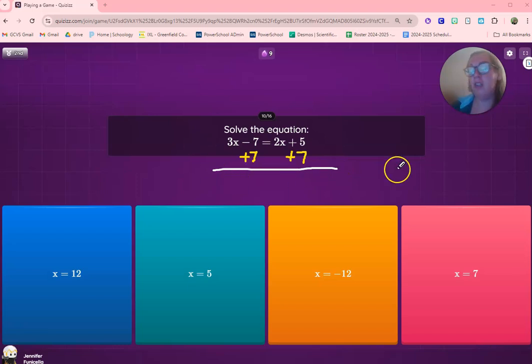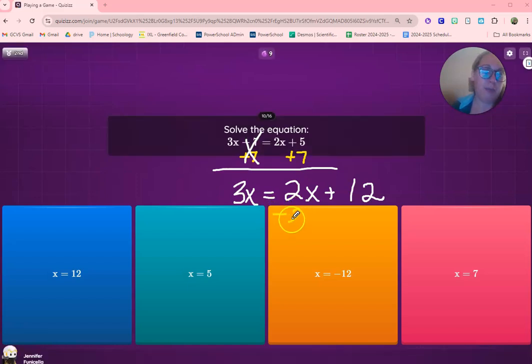There's many different ways to start this problem. You could start by subtracting 5, by subtracting 3x, by subtracting 2x. There's a few different combinations. I just chose to move the 7 first. So by adding, because it is a negative 7, that will cancel out. And then we get 3x equals 2x plus 12.